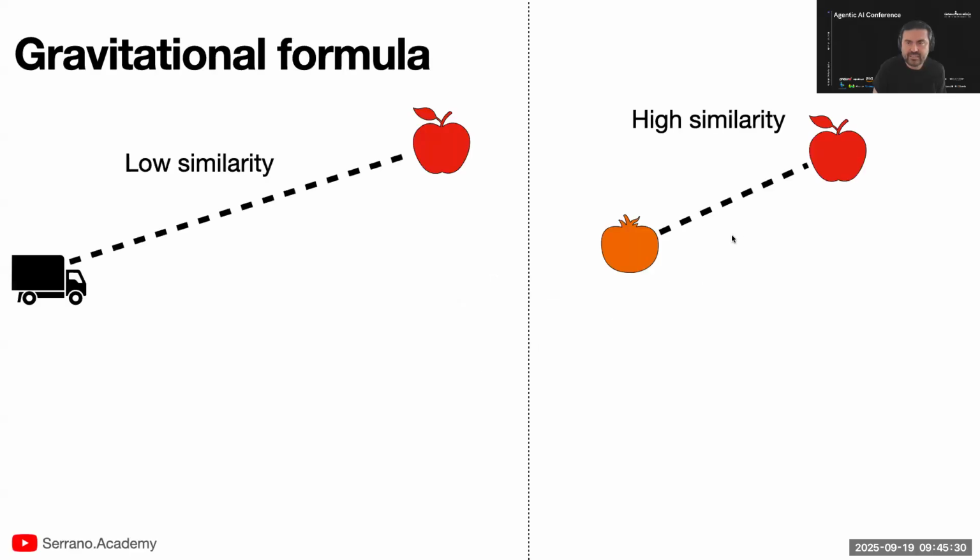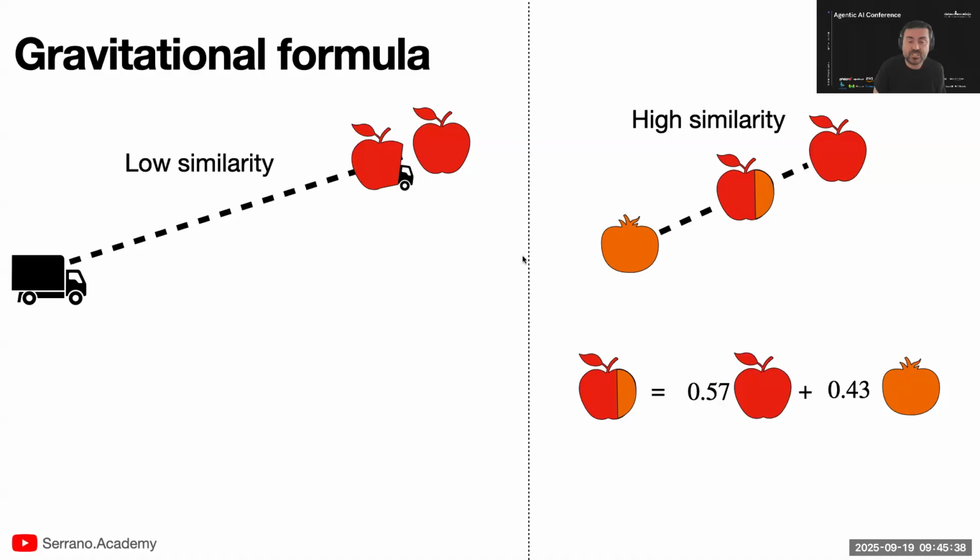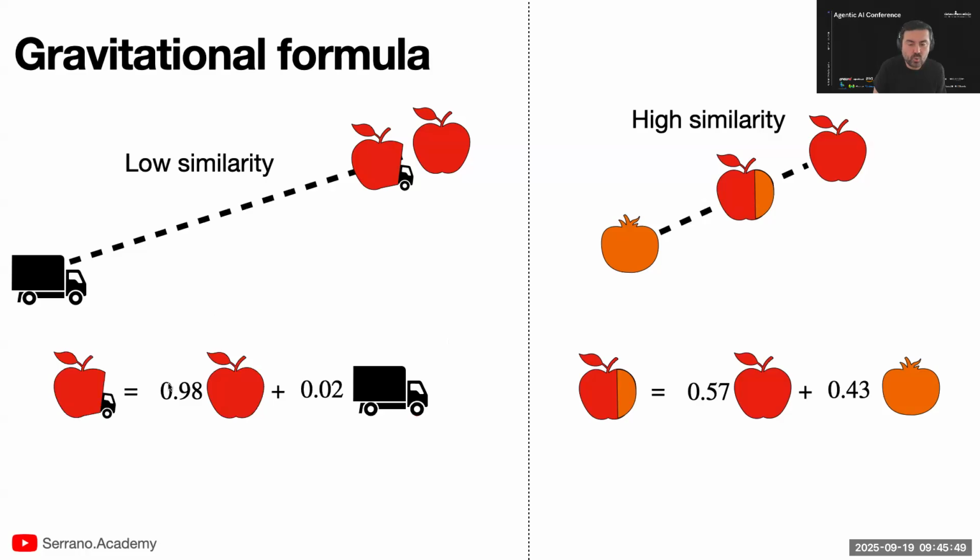So just to give you an idea, right? If you have a high similarity between apple and orange, then it pulls it a lot. And if you have a low similarity like apple and truck, it doesn't pull it very much. What it's really doing is saying my new apple is going to become some percentage of my old apple plus the remaining percentage of orange. And if you have an apple moving towards a truck, then it's most of the apple percentage plus the remaining percentage of truck.